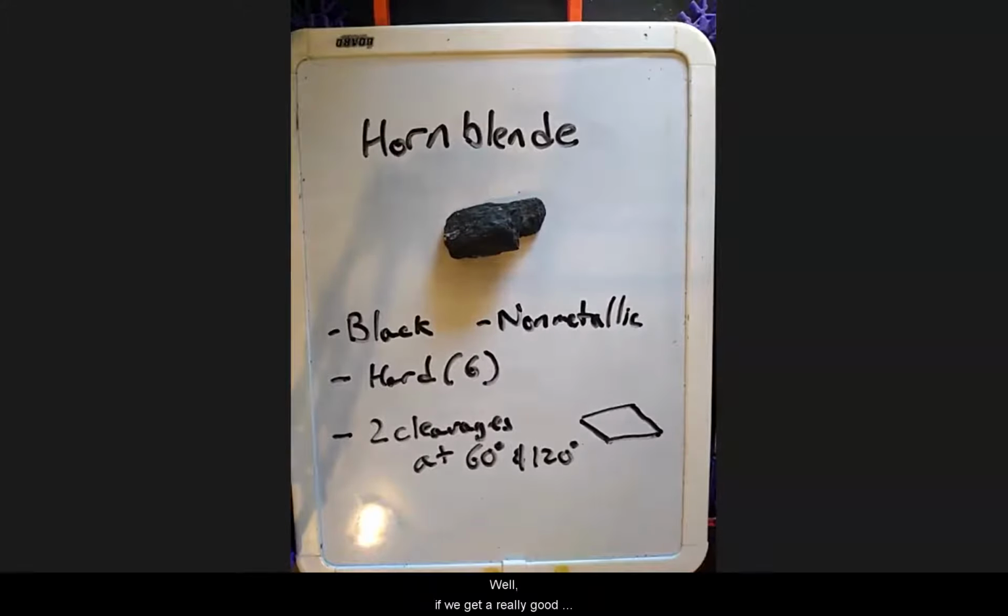Well, if we get a really good sample, we'll note that it has two cleavages that meet at 60 and 120 degrees. So it makes these diamond shapes, in contrast with augite, which tends to make more of a square shape if you can get a good look at a microscopic piece of it, especially.